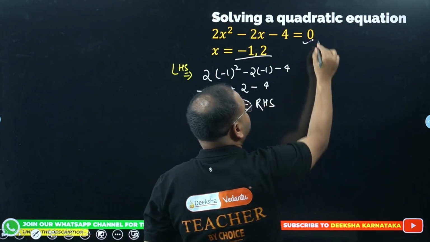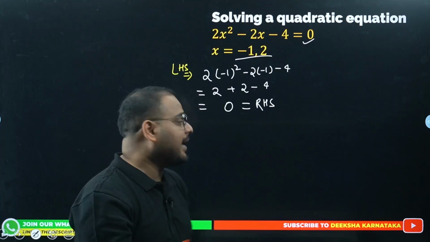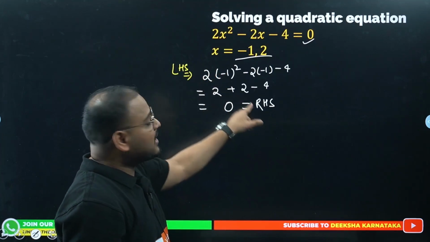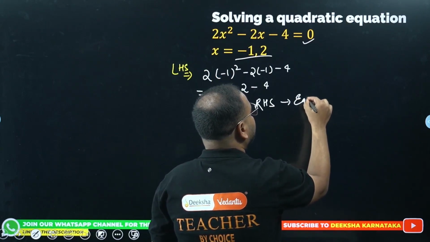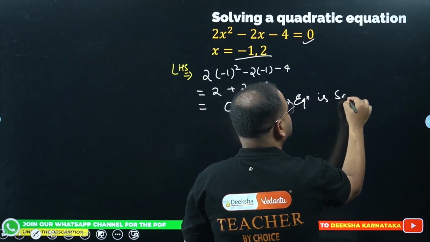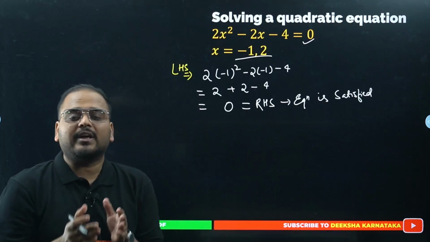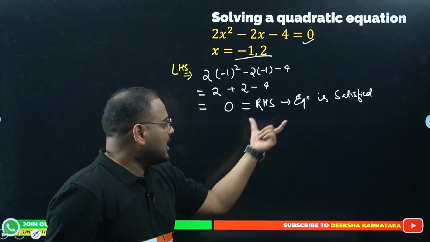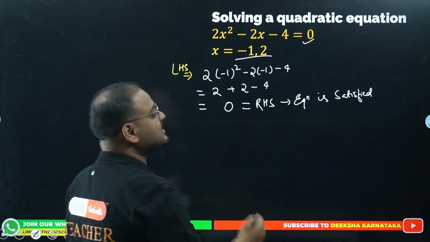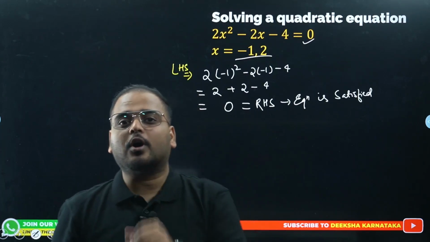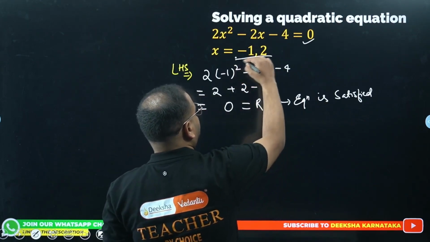Check this out. So for all those values of x where the LHS becomes equal to RHS, this is also called the equation is satisfied. Instead of calling LHS equal to RHS, we can also say the equation is satisfied. So for all those values of x where the equation is satisfied, that x is called a solution or root of the quadratic equation. So minus 1 is the root.